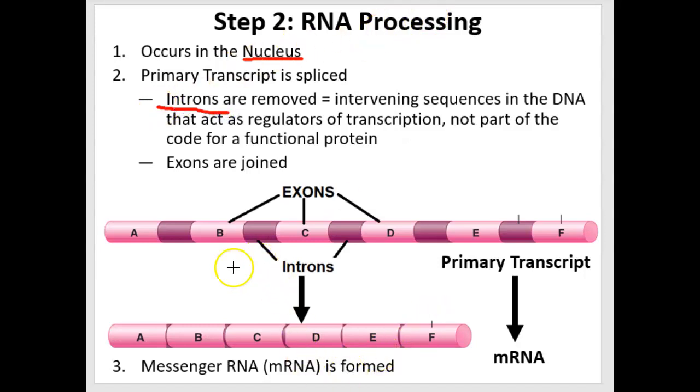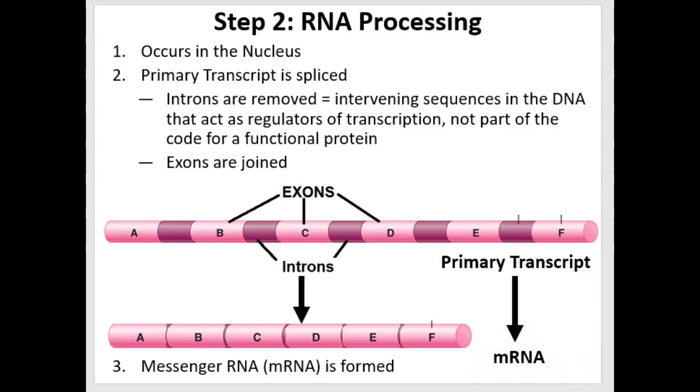The introns are spliced out, and they're shown in dark purple in this diagram. After the introns are spliced out, what's remaining are called exons. So A, B, C, D, E, and F, those are all exons, and they are joined together. Now we have what is called messenger RNA, and I like to think of it as mature RNA. It's just easy to remember. So first the primary transcript is made. That is processed by splicing out introns to make messenger RNA.